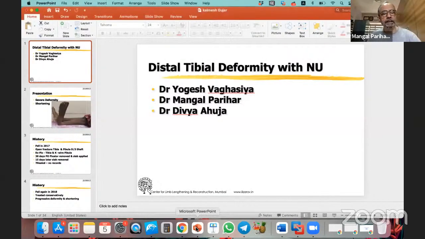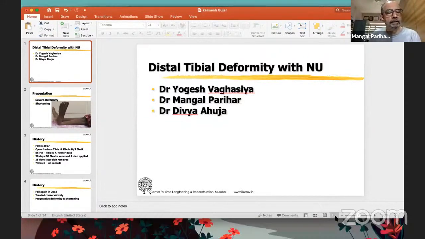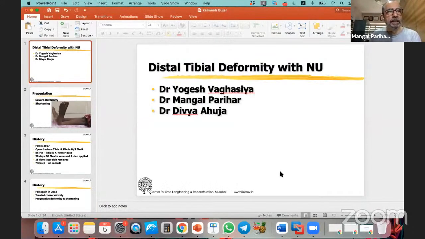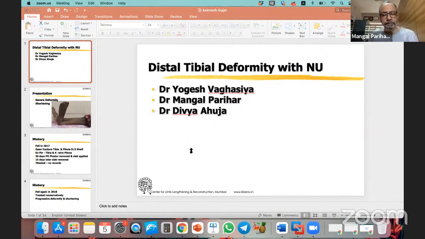So, this is a case that we did, which had a non-union, but there was a significant deformity, and this is one of those cases which are similar to the cases which Vasu likes to show. Absolutely outlandish deformity. And so we wanted to get this done close. Go on, Yogesh.